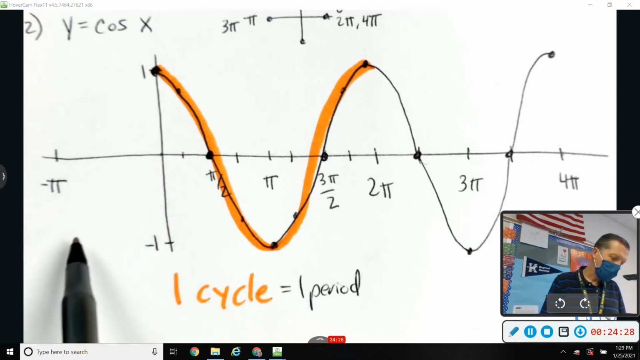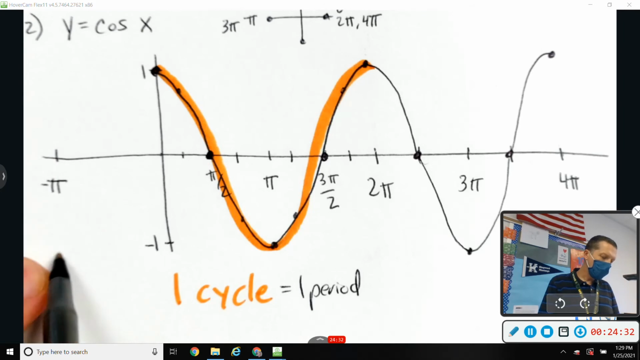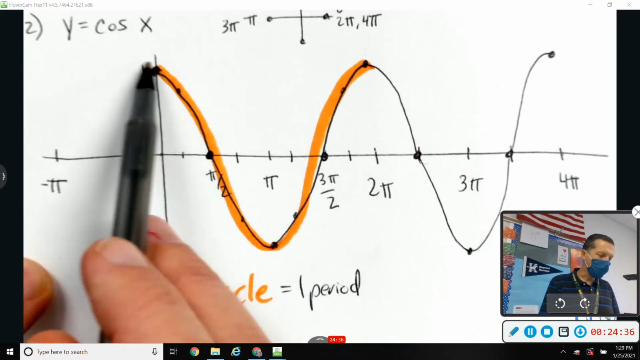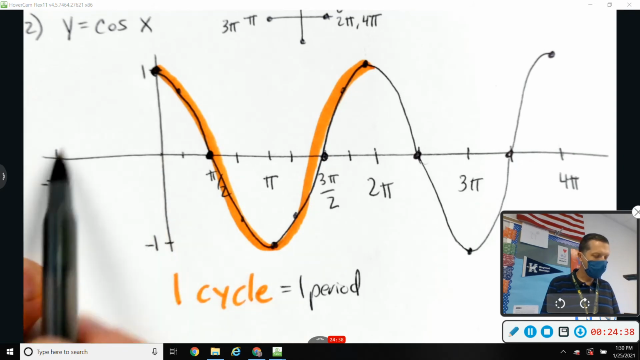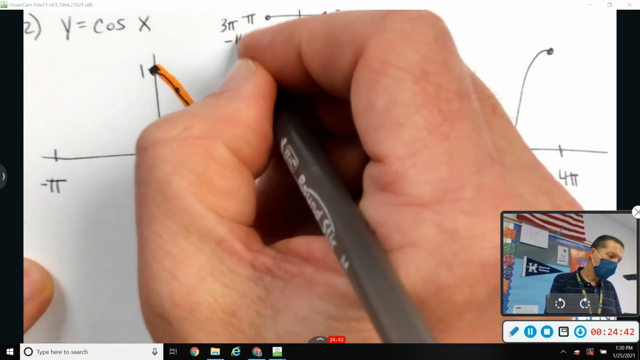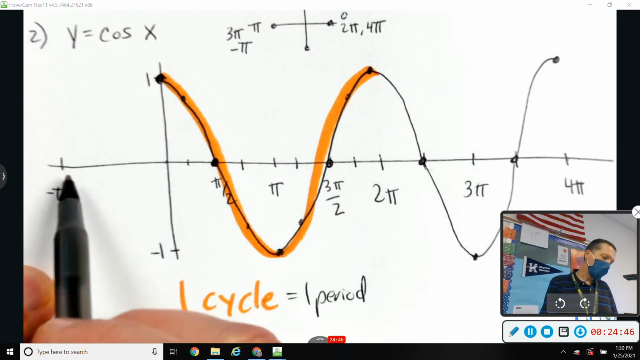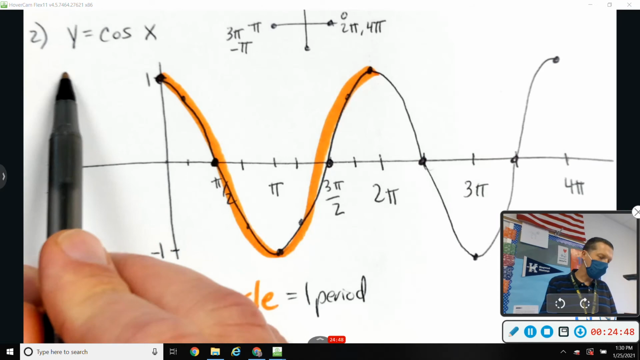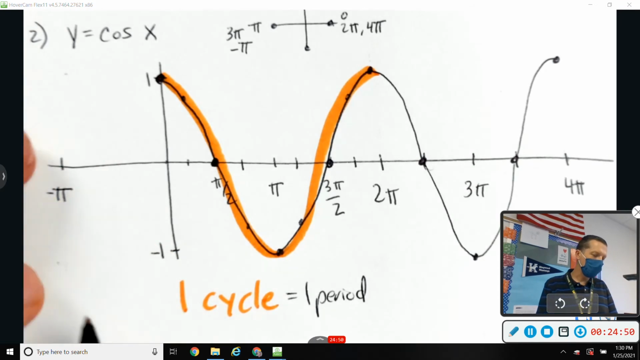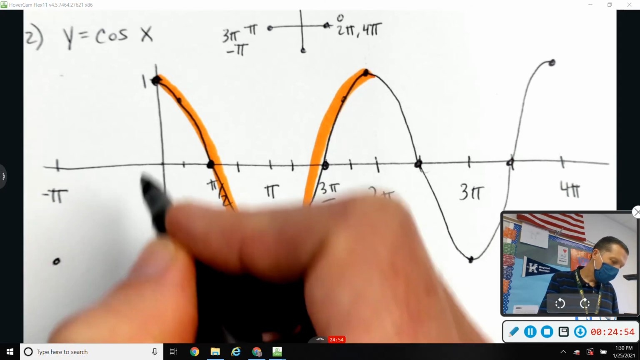At -pi though, are we going to be at 0 or at a minimum? Is your picture good enough to tell? At -pi, or you could go to the unit circle. We won't be at a max, that wouldn't make sense. Will we be at 0 or at a minimum? A minimum. And that means halfway will be at the 0.